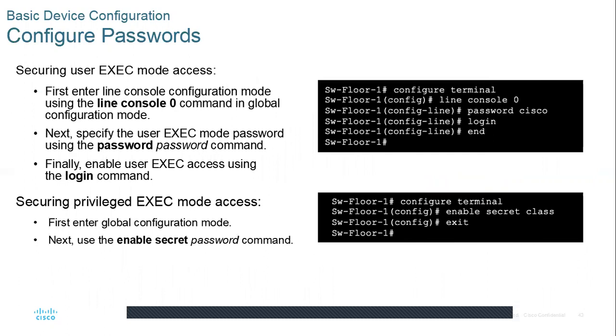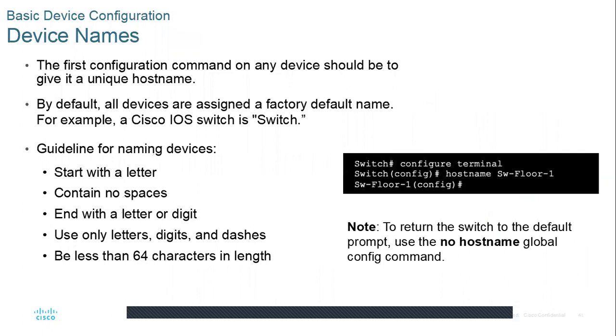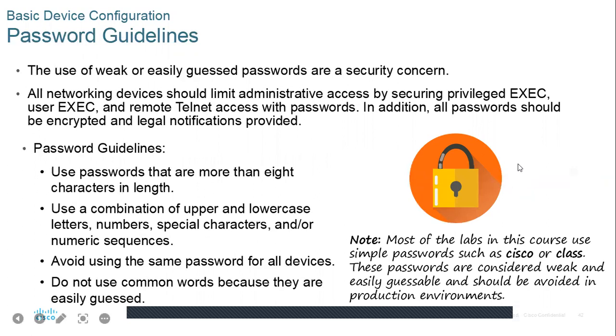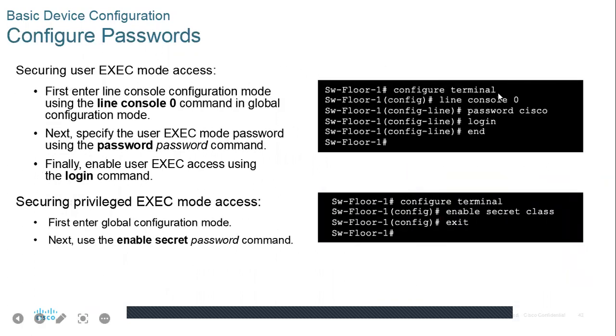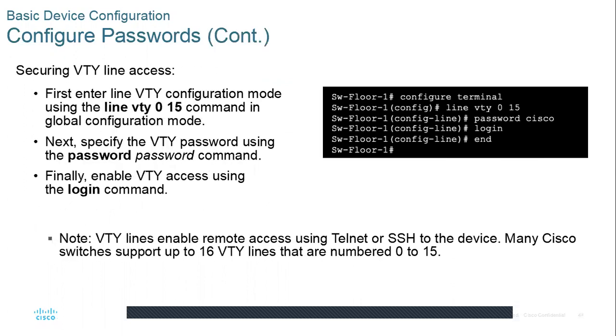So how do you configure a password? Simply, once you get into the switch, the first thing you do, you say configure terminal. You say hostname, give it a name. The next thing you want to do now is to say configure terminal, line console 0. Then you give it a password Cisco, you login, you end, right? So if you want to also secure the privilege mode, same thing, configure terminal, enable secret class, you exit. Subsequently, when you need to access this particular switch, you must enter that password. If you don't enter the password, you're not able to have access to it.